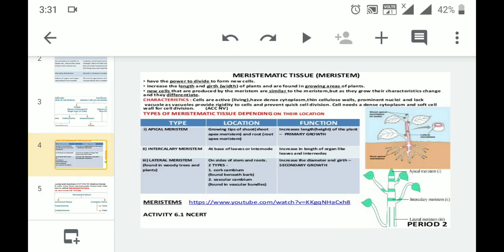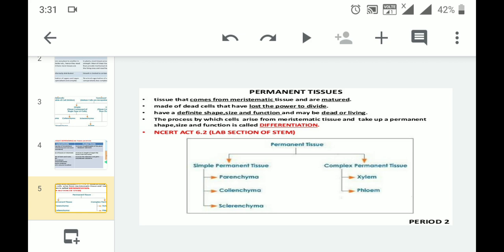Then in case of permanent tissues, these tissues come from meristematic tissues, and these are mature meristematic tissues. Permanent tissues are made up of cells that have lost the power to divide. They have a definite shape, size and function also, and may be dead or living. The process by which cells arise from meristematic tissue and take up a permanent shape, size and function is known as the process of differentiation.